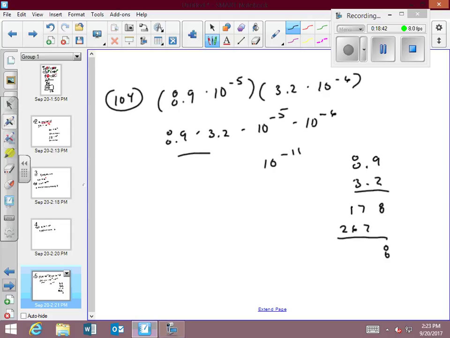So it's 28.48, right? Times 10 to the minus 11. Now that's not scientific notation. If you change this to scientific notation, you'd have 2.848 times 10 to the minus 10.